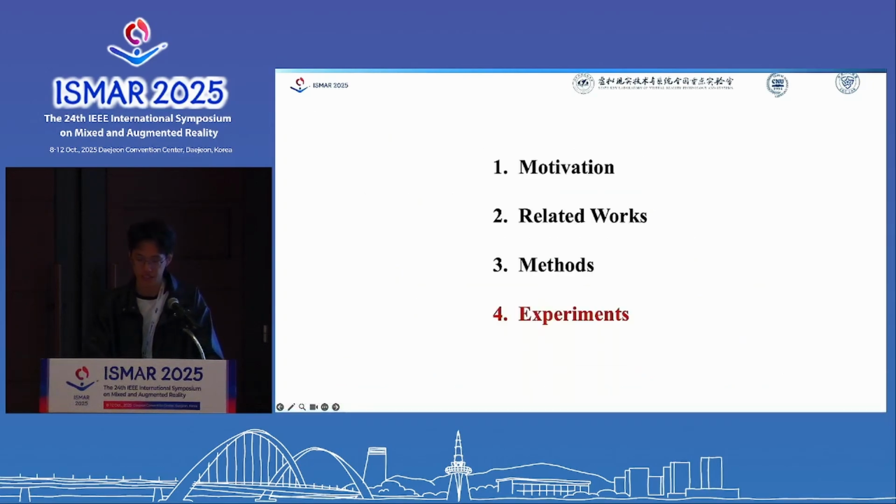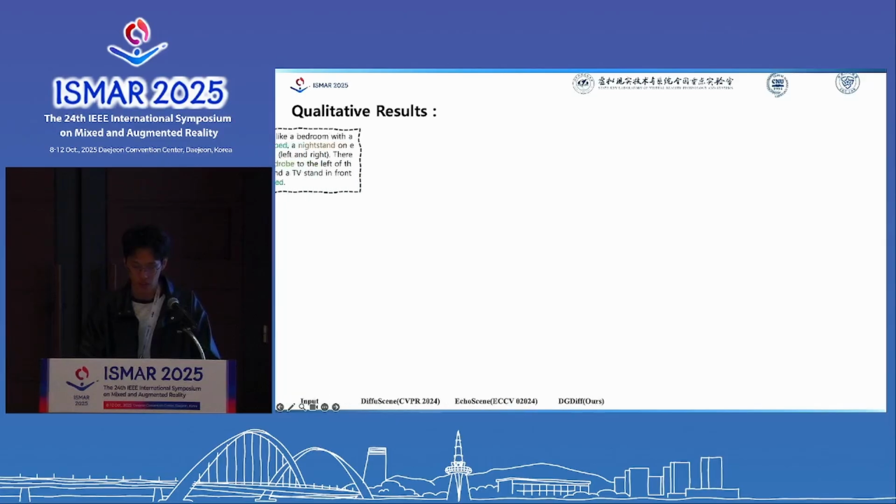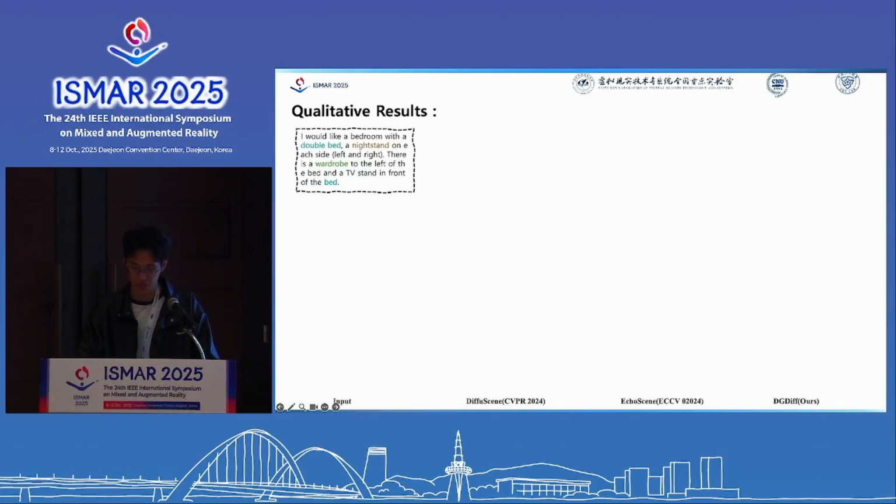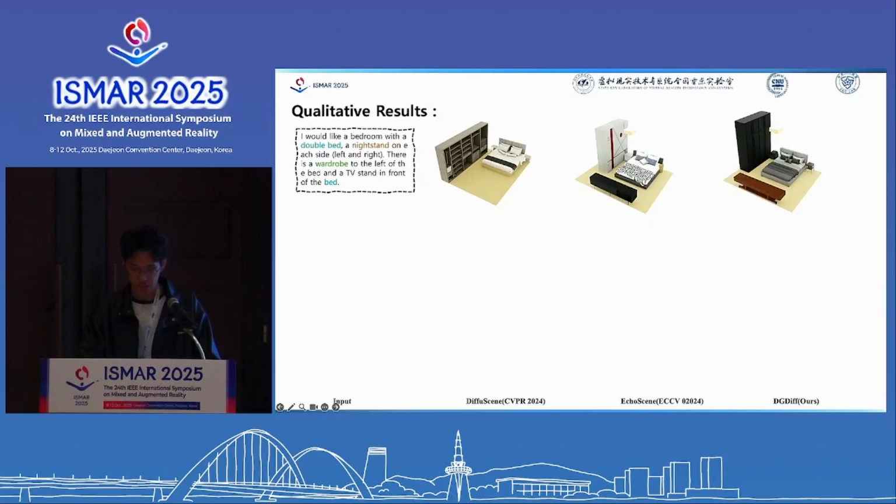Finally, let's validate these designs in experiments. Now, let's look at the qualitative comparison. For each text prompt, like the bedroom example, we compare DGDiff with SOTA methods, DiffuScene and EchoScene. You will see that DiffuScene on the left and EchoScene in the middle have mistakes in object details marked by a red cross and take longer. In contrast, our DGDiff generates scenes with accurate details, green checks, and runs in about 10 seconds, proving we achieve better quality and speed.